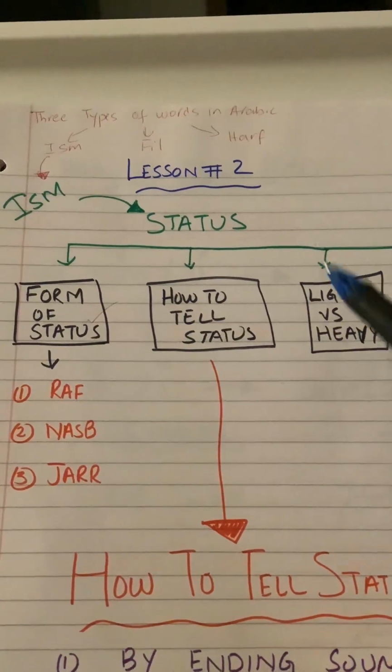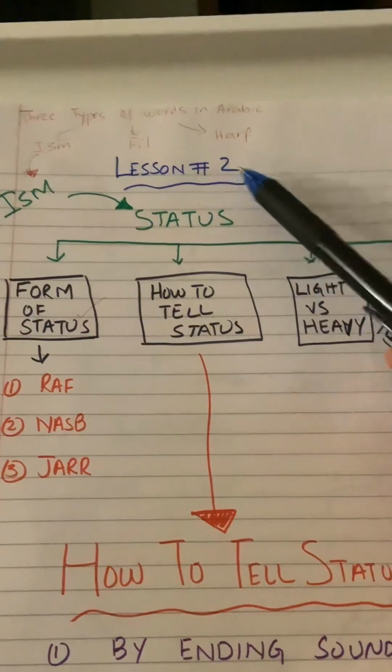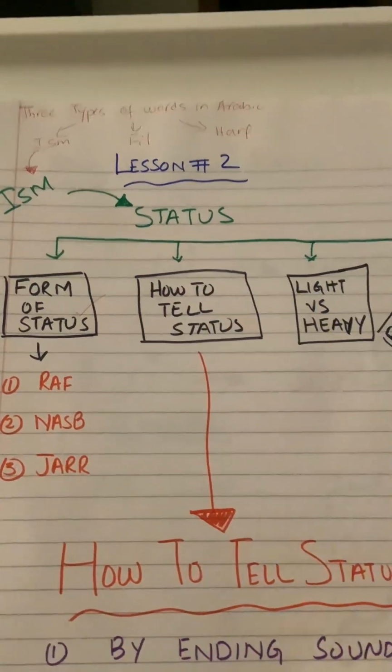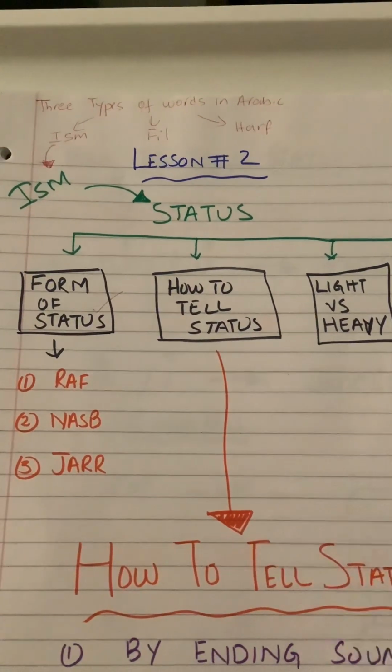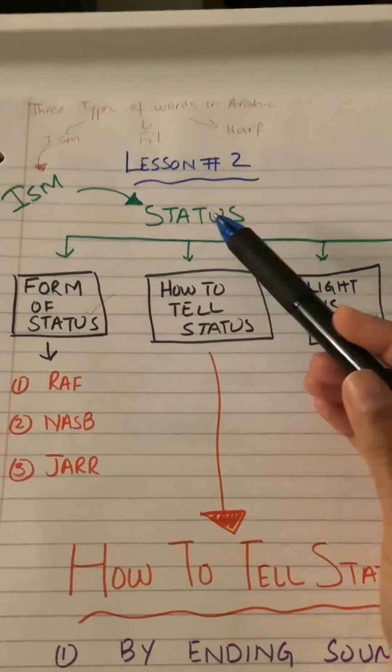Yesterday we learned that there are three kinds of words in Arabic, which are ism, fi'l, and harf. Then we started doing ism, and in ism we said that there are actually four properties, which include status, gender, number, and type. From all those four properties we started doing status.